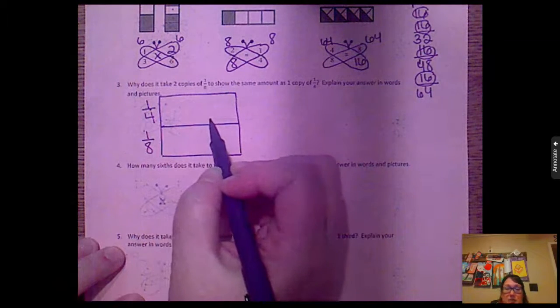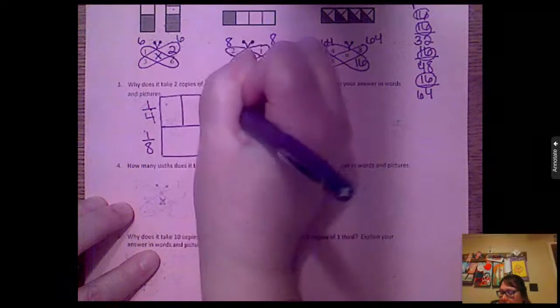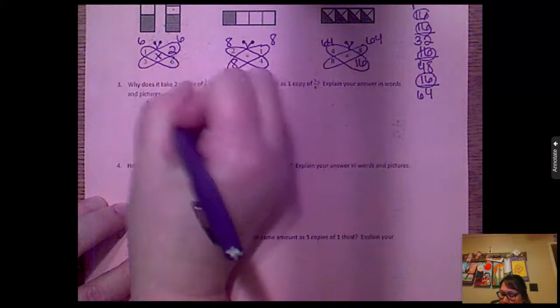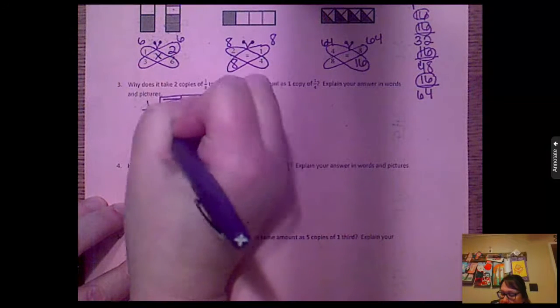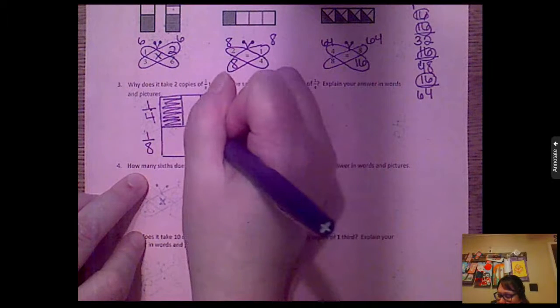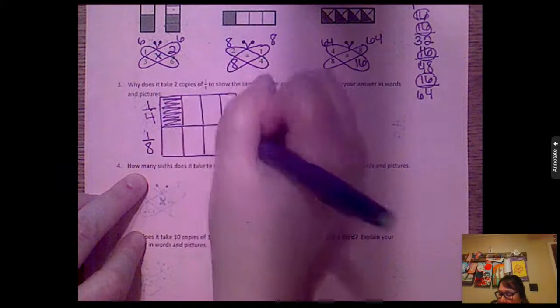Okay. So if I want to split this top section into fourths, what's my trick for fourths? I cut it in half, and I cut the halves in half. Okay. And how many would I shade? So 1 copy of 1/4, I'm going to shade in 1. Okay. So now I want to make 8ths down below it. So I'm going to cut it in half, and I can use what I have right above it. Cut the halves in half. That gives me fourths.